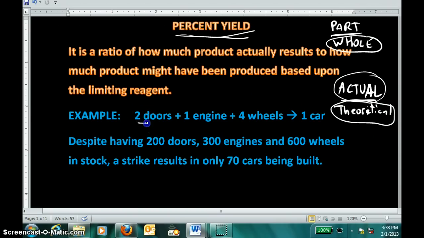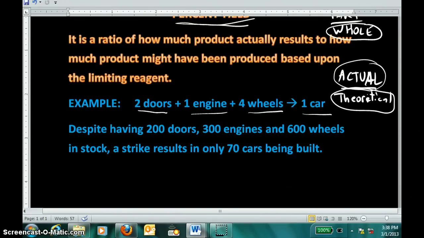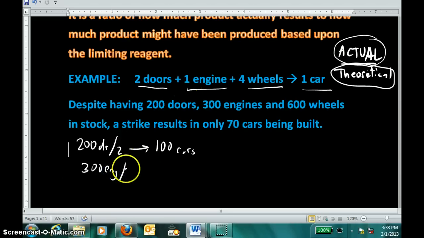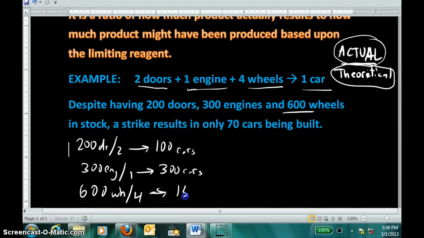As a simplistic example, we'll go back to building cars. If you're building a sports car, you need 2 doors plus 1 engine plus 4 wheels to make 1 car. Let's say that on a given day, you've got 200 doors, and since you need 2 to make each car, you could produce 100 cars. With 300 engines, you need 1 engine per car, so you could build 300 cars. And with 600 wheels, you need 4 wheels per car, so you could build 150 cars. So we know what our limiting reagent is that day. It is our doors.